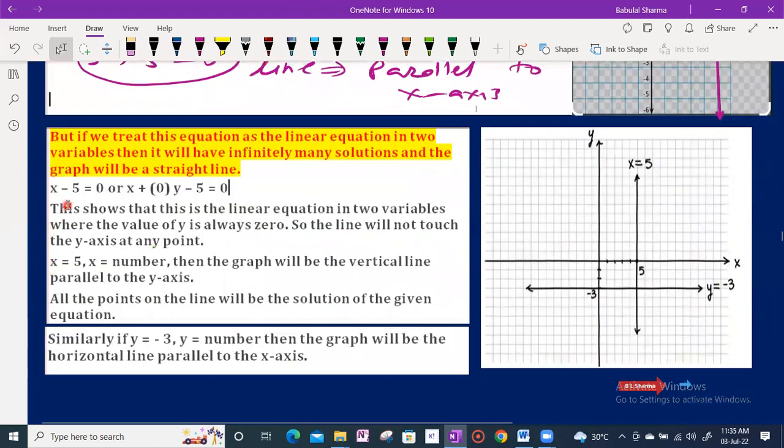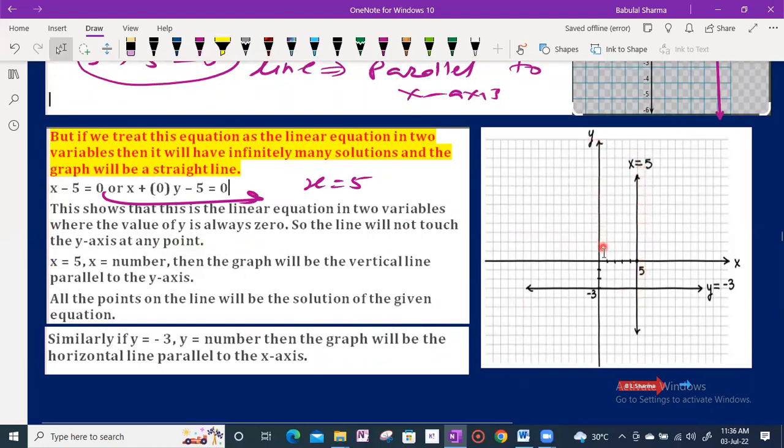Yes. x minus 5 is equal to 0. Look, x minus 5 is equal to 0. Sorry, x is equal to 5. This line, x minus 5 is equal to 0, we can also write this as x is equal to 5. This line will be parallel to y axis.